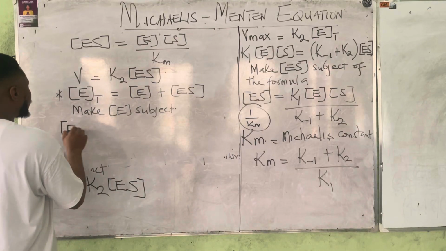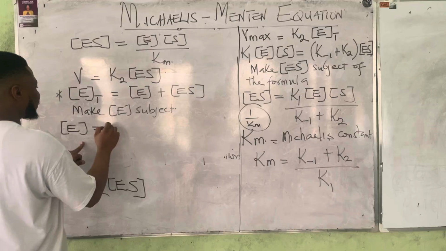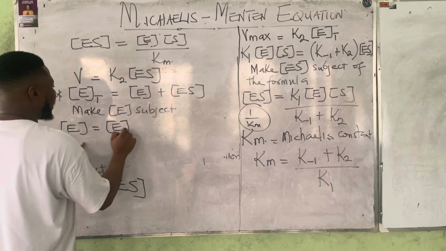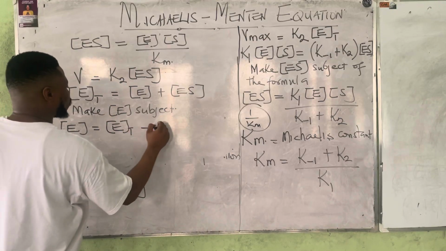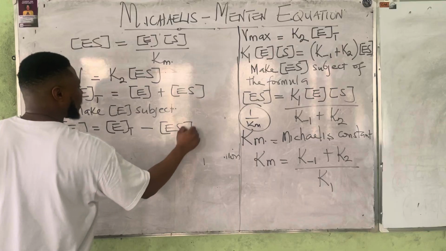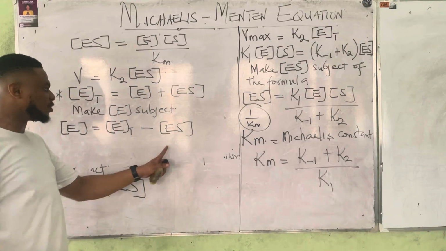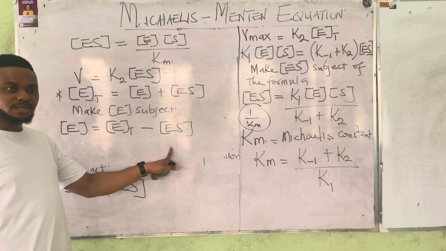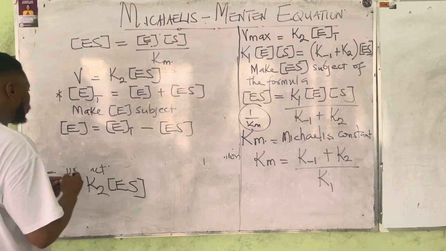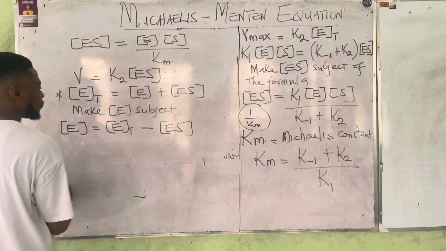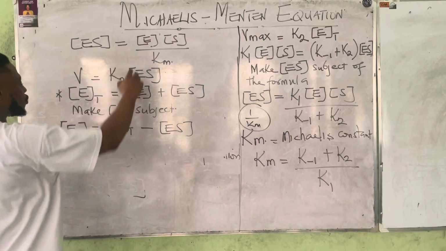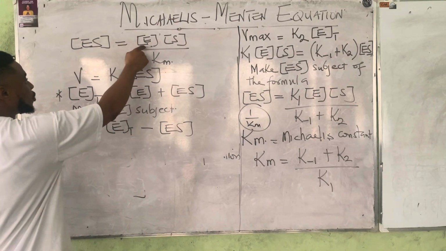So for E to be solved to a formula here, it means that our total enzyme concentration will now be minus what? Minus ES, right? This guy will come over, right? And it will become what? It will become minus, right? Good. So now what do we do now? We substitute here, this E into this.